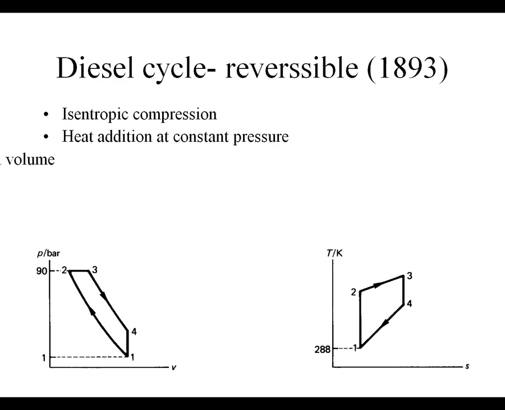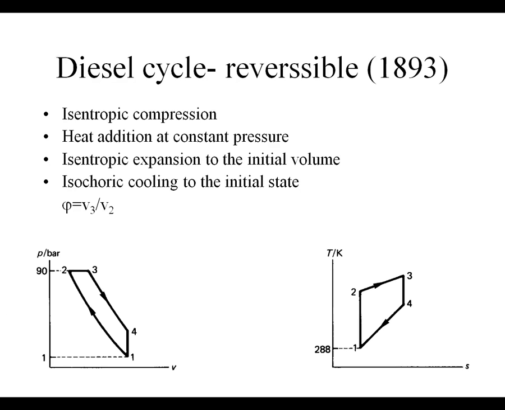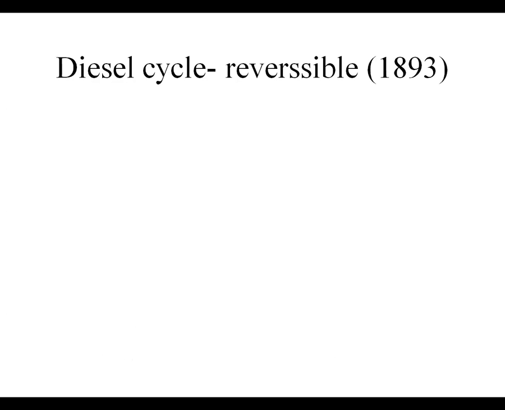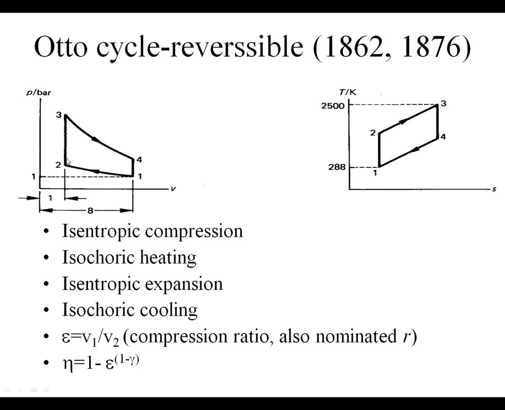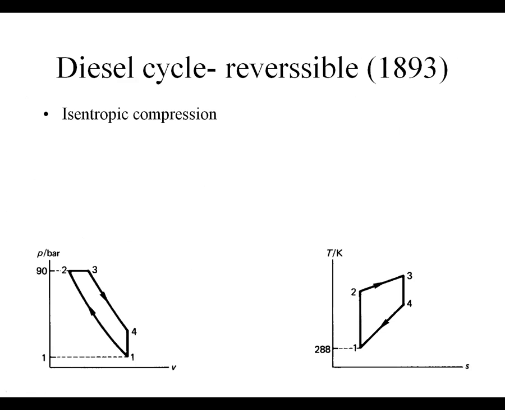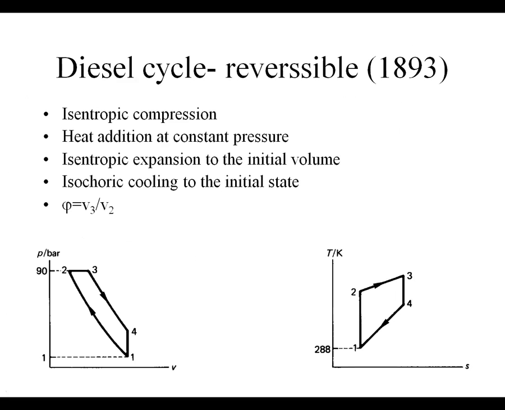Another cycle is the diesel cycle. The difference is that the diesel cycle is running not on gasoline, but on diesel fuel. In the Otto cycle, the combustion took place during the isochoric heating, 2 to 3, so it is an isochoric process. In the diesel cycle, the combustion takes place from 2 to 3, which is an isobaric process. So the heat addition is at constant pressure.